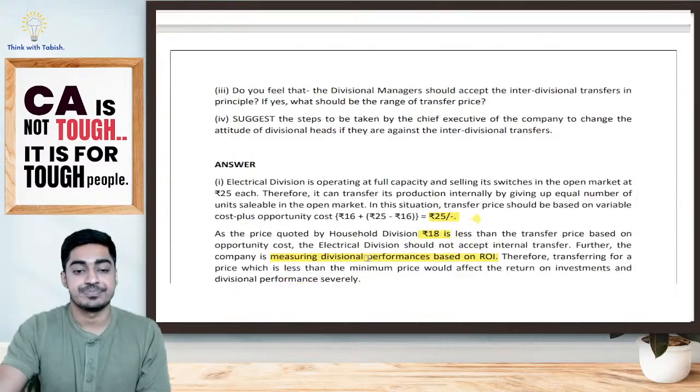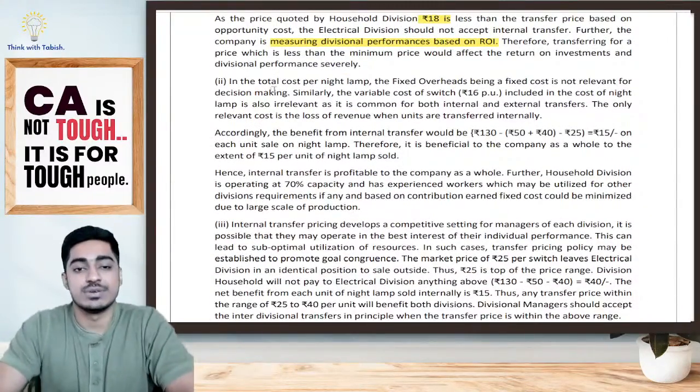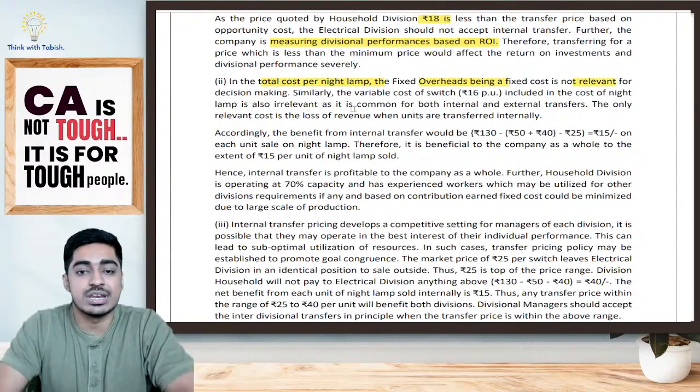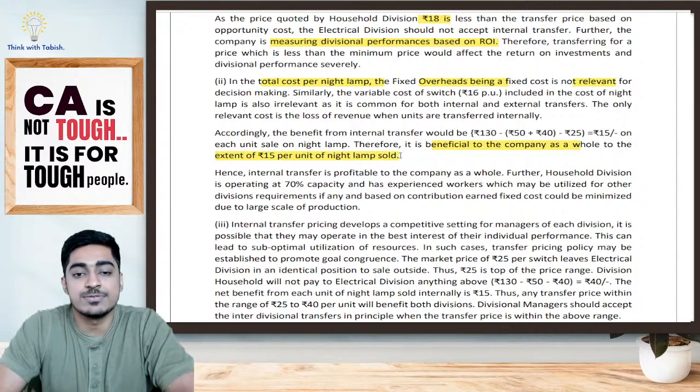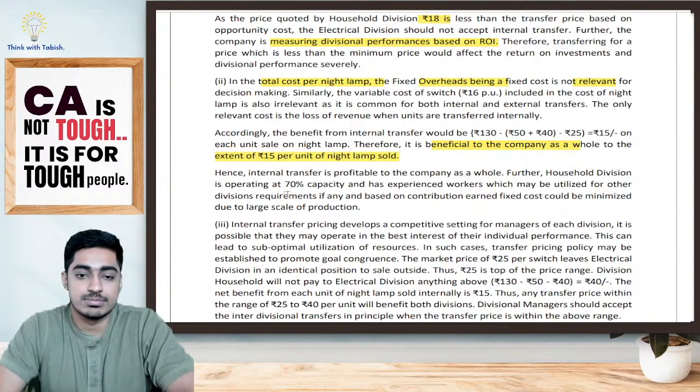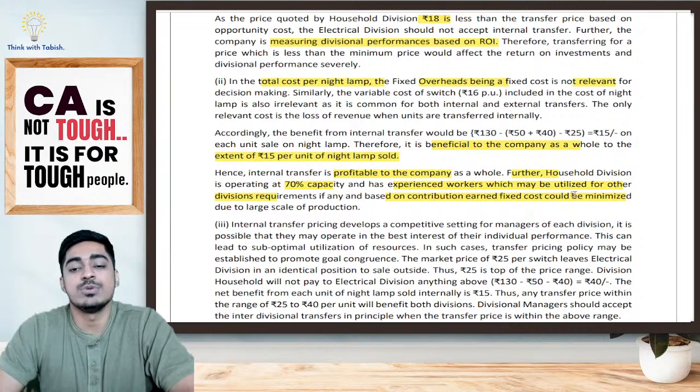Look at this, second place. Total cost: fixed overhead is not relevant. It's only the relevant cost. Therefore, it is beneficial to the company as a whole to the extent of 15 rupees per lamp sold. Yes, so internal transfer is profitable to the company as a whole. Further, because the household division is operating at 70% capacity and has experienced workers which may be utilized for other division, yes, and any contribution loss could be minimized due to large scale production.